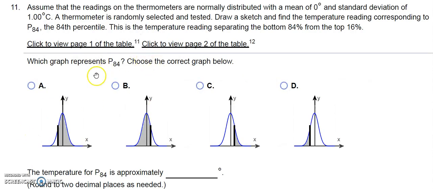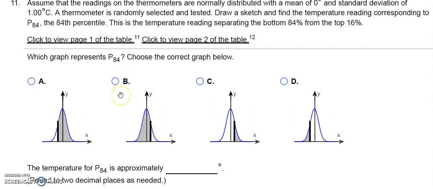So which graph represents the 84th percentile? The 84th percentile is obviously going to be marked to the right of the y-axis, the mean. So it can't be A or D. And once it's marked here, at the 84th percentile, we're looking at the shaded region to its left. So that will be B in this case.